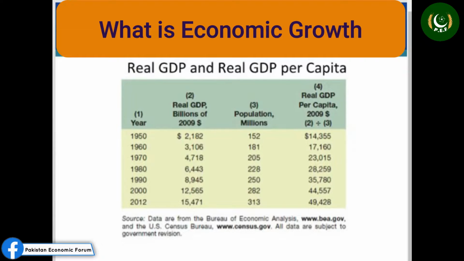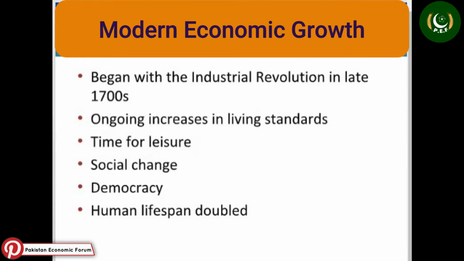This table presents the growth in real GDP and real GDP per capita in the United States since 1950. Due to the population increase, real GDP per capita has increased at a slower pace than real GDP. Since the population has doubled, the rate of increase in real GDP per capita has been about half that of real GDP.